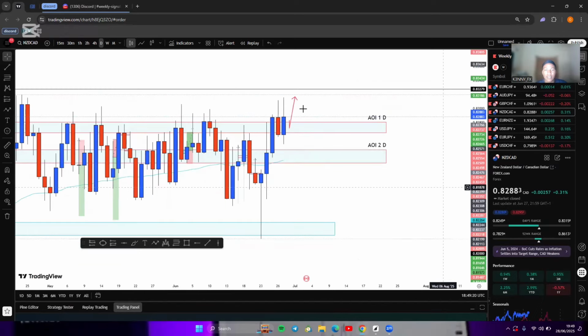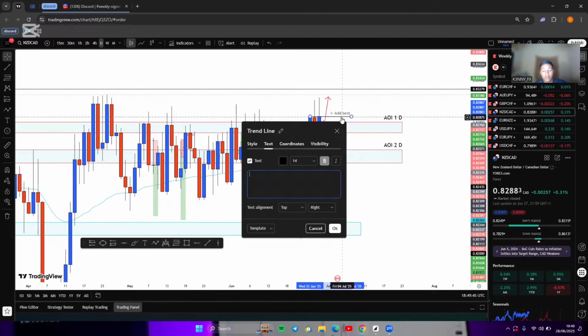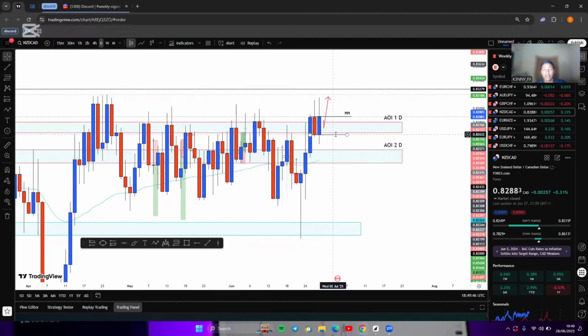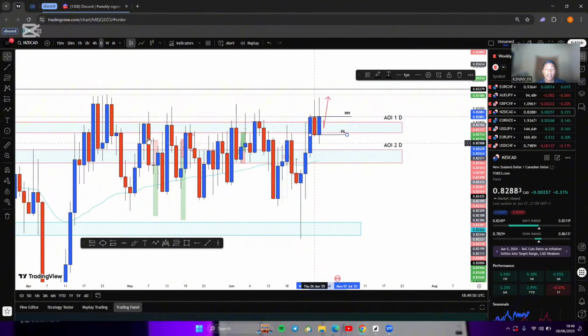NZDCAD, this one was tricky because this is the strongest level. This is a very strong level I saw. I'm counting this as a higher low, and I'm counting this as the higher high. So I'm looking for a range inside this level to buy. Let me mark it up. This is the higher high, this is the higher low. So I'm looking for a range within this level to buy.